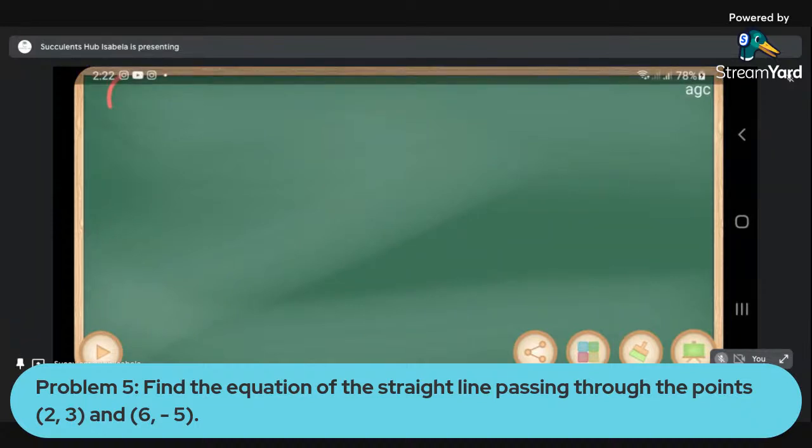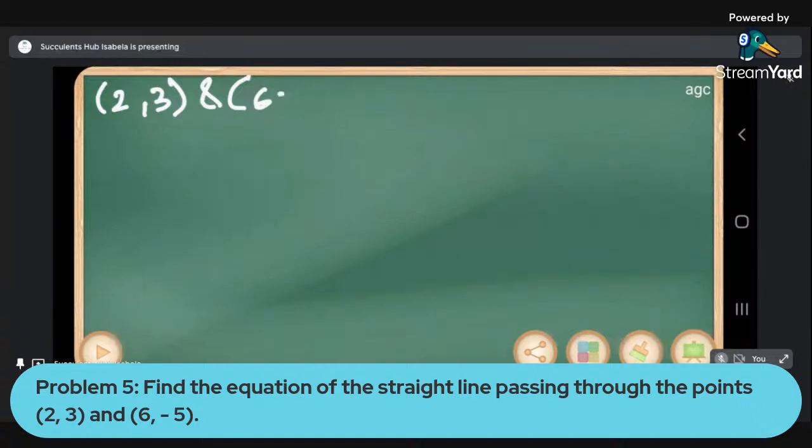We have points natin dito ay 2, 3, and 6, negative 5. So, these points are on the line. Kasi sabi dyan sa problem, passing through the points. Okay? So, passing through the points 2, 3, and 6, negative 5. Yon. So, gagamitin natin yung 2-point form natin.